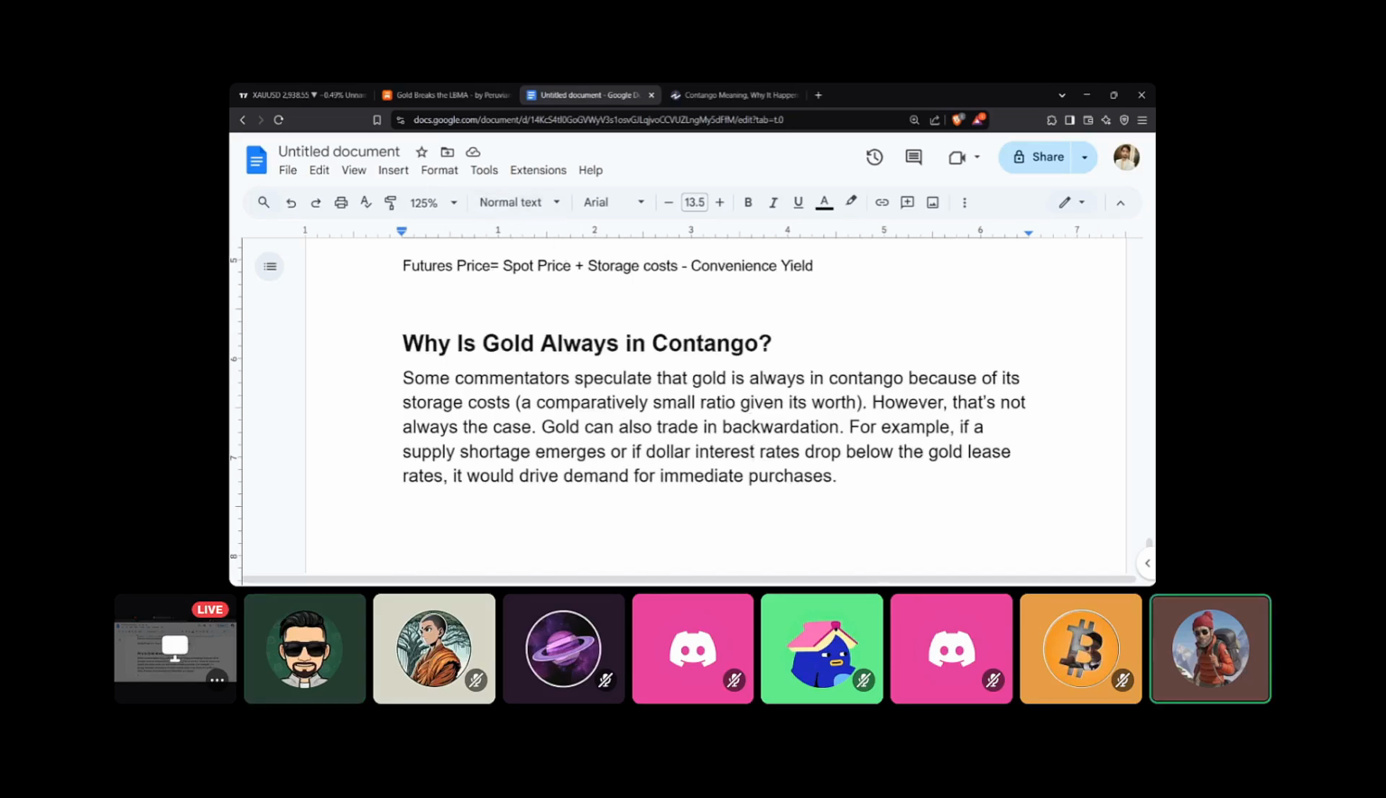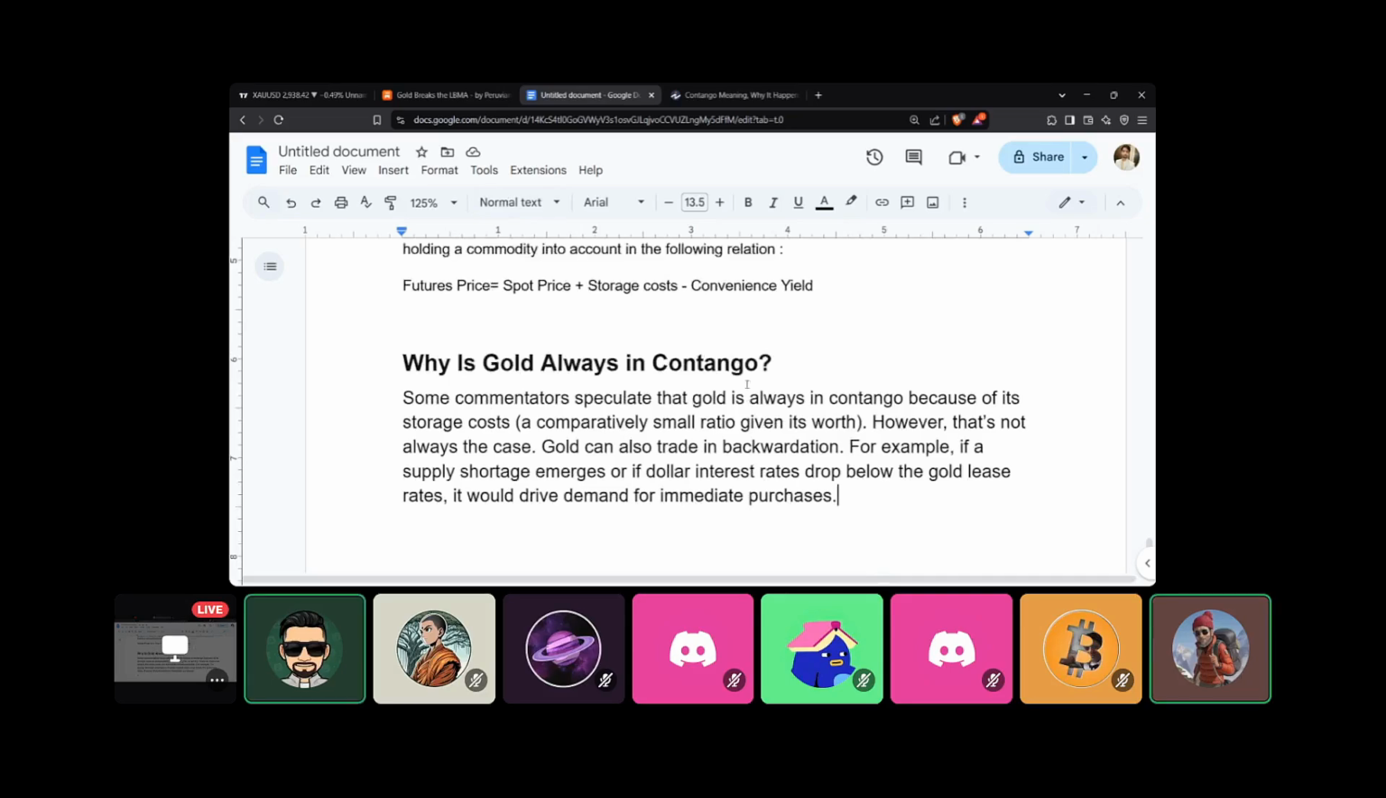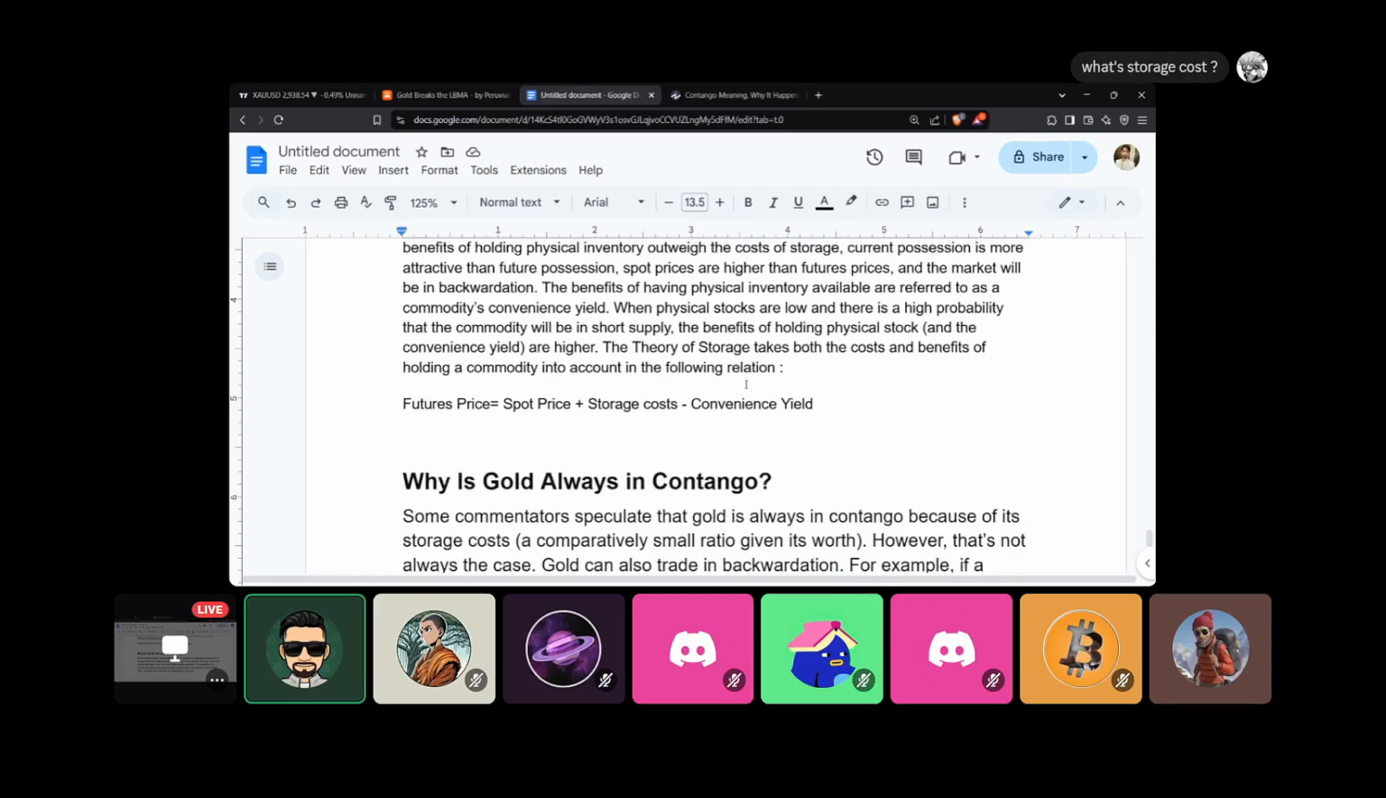Now, is the convenience yield high? Yes, it is high because the LBMA is broken currently, so people are demanding physical gold with them. This raises the convenience yield. Convenience yield is basically to hold your asset with you right now instead of custodying it with somebody. Maybe I can add a little bit there.